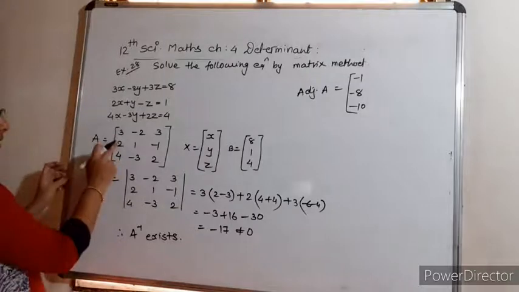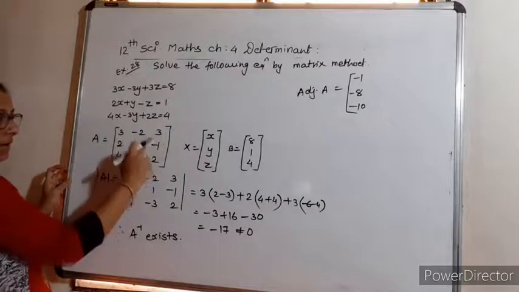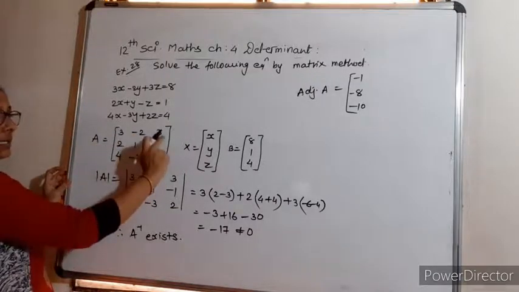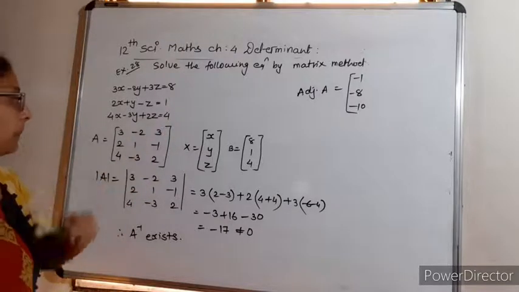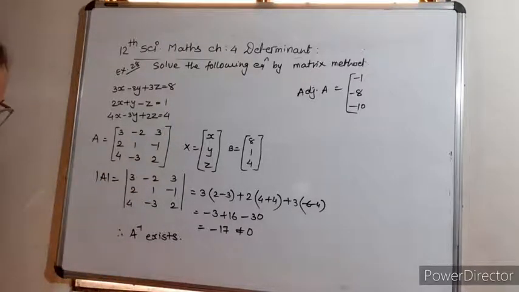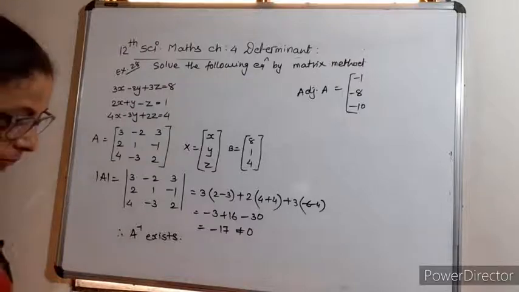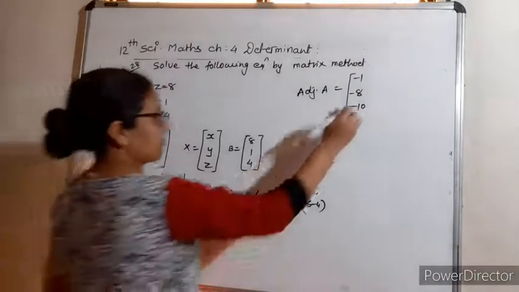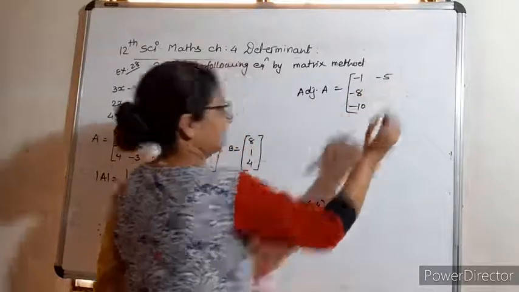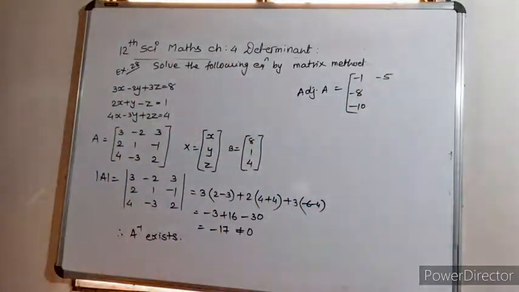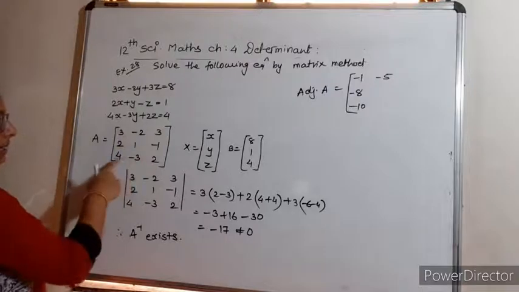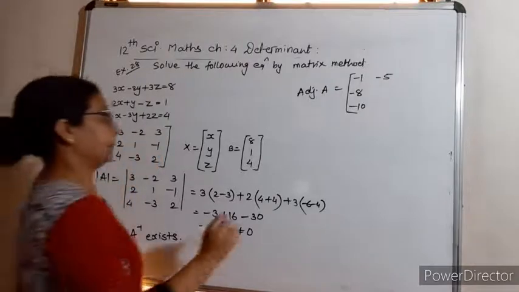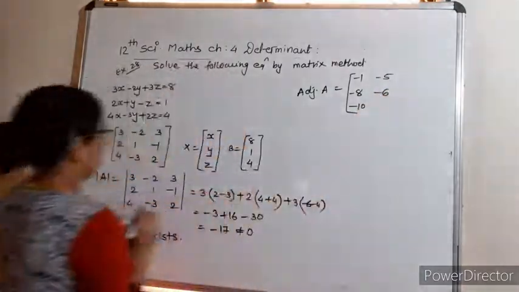Then here, minus 4, minus 9. Minus 4, minus plus 9, right? That is 5. But we have to change the sign, so it is minus 5. Then second, 6 minus 12, minus 6.